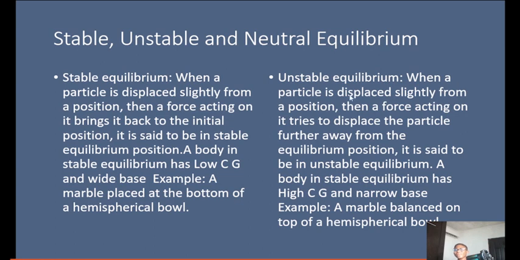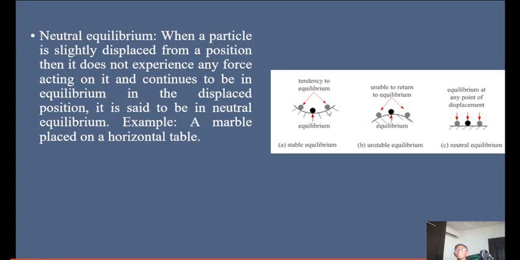Unstable equilibrium: when a particle is displaced slightly from its position, and a force acting on it tries to displace the particle further away from the equilibrium position, it is said to be unstable. Unstable, can be displaced easily. A body in unstable equilibrium has a high center of gravity and a narrow base. A marble balanced on the top of a hemispherical bowl. You can see that now. You can see what they are trying to say.